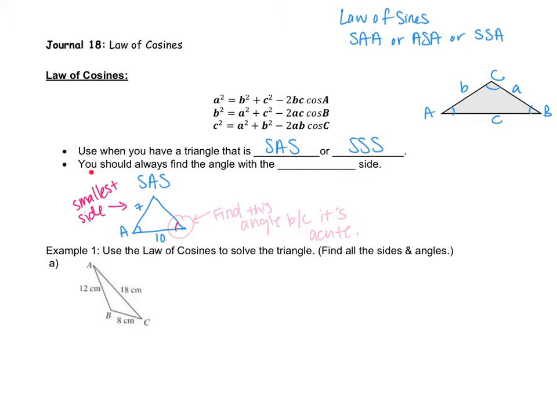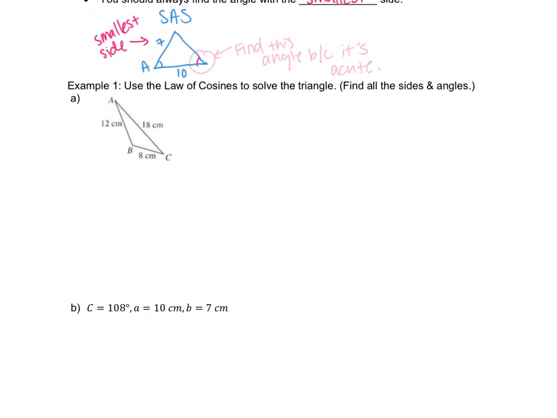So essentially, when you are trying to figure out which angle to find, you should always start with the smallest side. That is the key part. And I will reiterate this as we're going through examples. So let's do example 1 together.